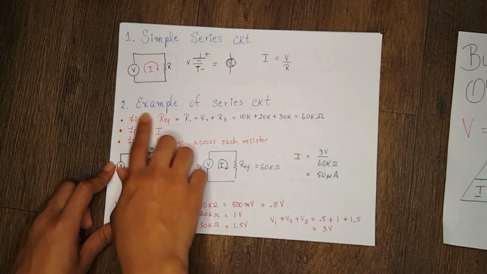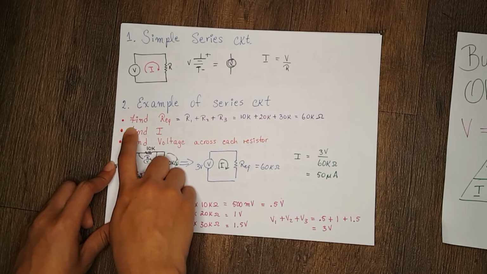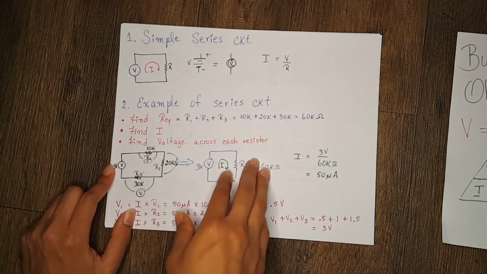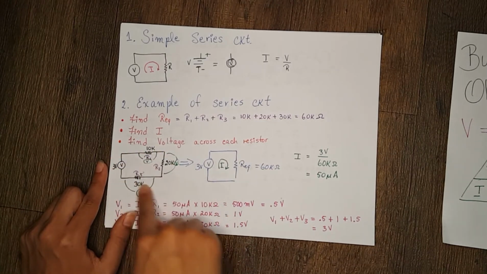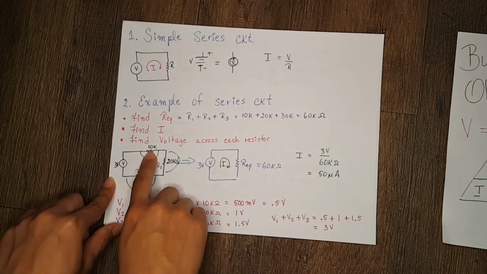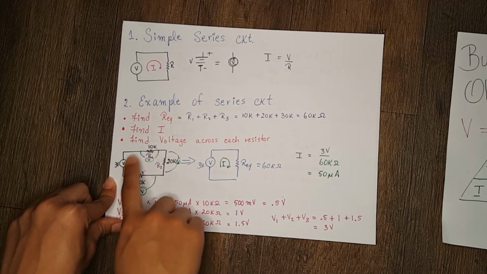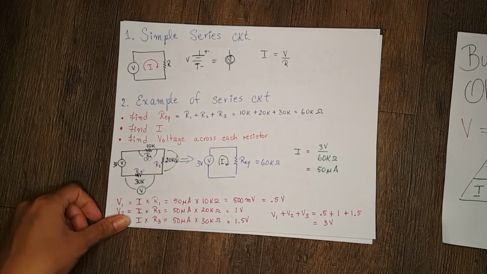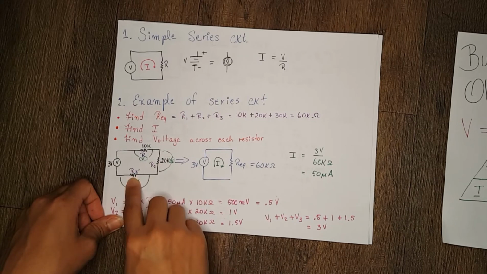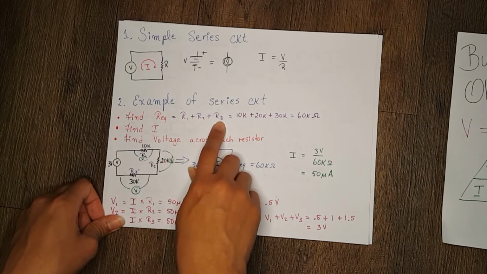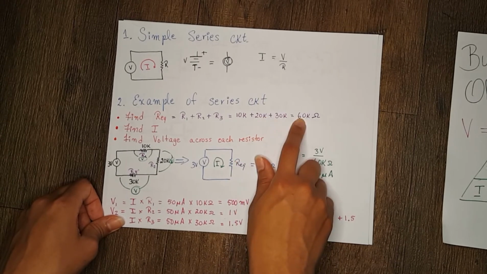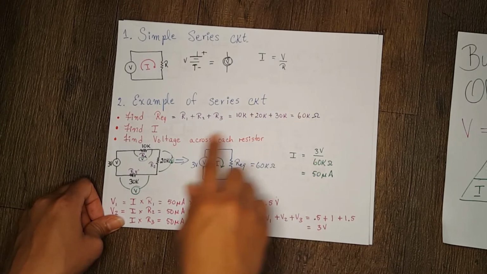So we're moving on to the example of series circuit. And one question you can be asked is to find the R equivalent. That's the equivalent resistance or total resistance in a circuit. So right here we have three different resistors, and it's a 10K, 20K, and 30K. So since they're connected in series, you can just add them together. You can do R1 plus R2 plus R3. So you can just combine these all, plug it into the calculator, and you will get 60 kilo ohms.